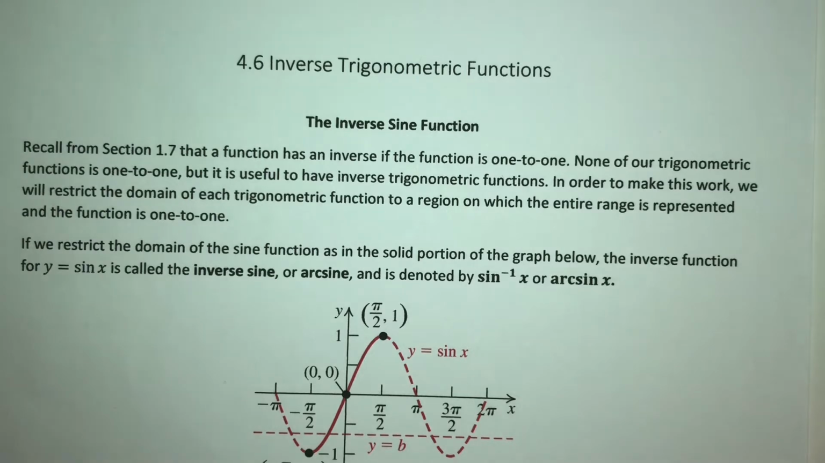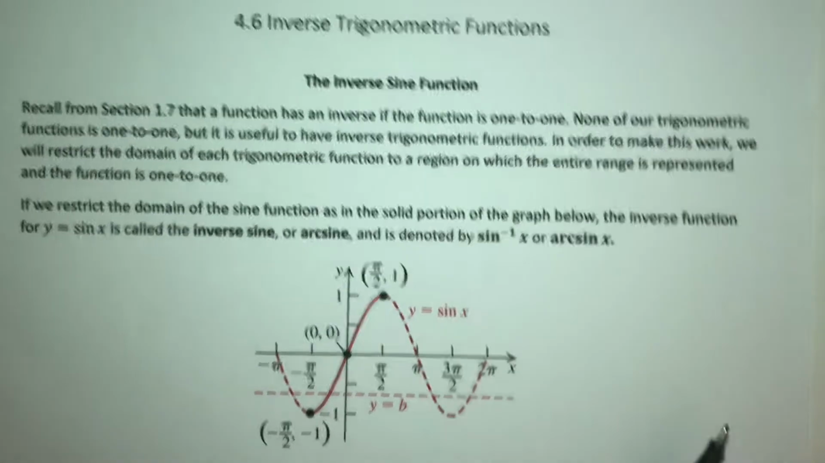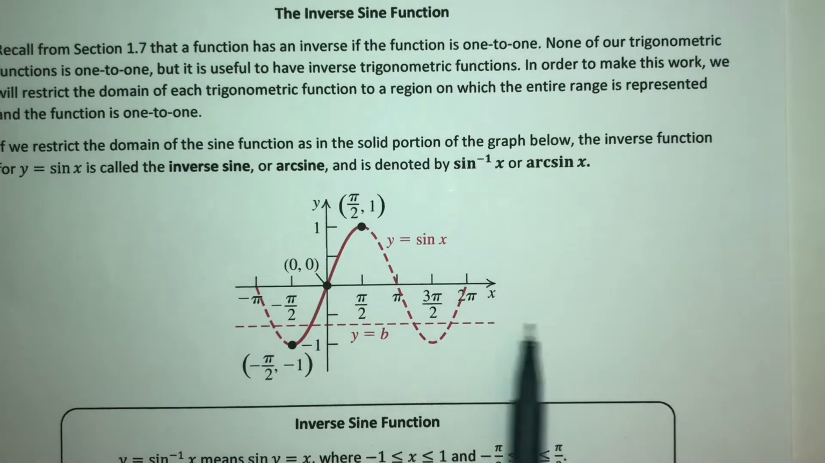This is section 4.6, inverse trigonometric functions. Remember from section 1.7, we talked about inverse functions in general. And one of the requirements as to whether a function can have an inverse or not is whether it is one-to-one. And in order to be a one-to-one function, the graph of that function has to pass a horizontal line test, meaning that if an imaginary horizontal line is passed through the graph, it cannot hit the graph more than once.